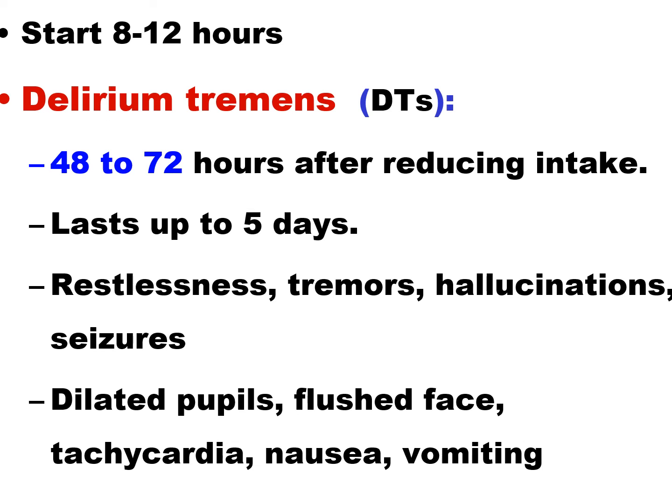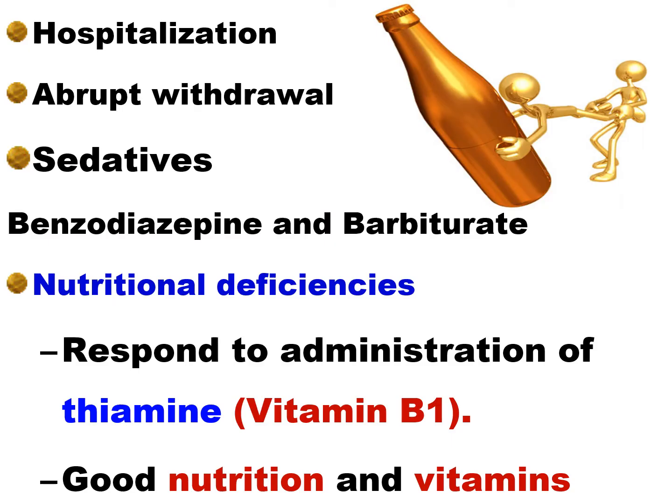The main characteristic of withdrawal manifestation of alcoholism is delirium tremens. Delirium tremens occurs 48 to 72 hours after stoppage of ingestion of alcohol and lasts up to 5 days. It is characterized by restlessness, tremors, hallucinations, seizures, dilated pupils, flushed face, and tachycardia. Treatment needs hospitalization, with sedatives like benzodiazepines and barbiturates.